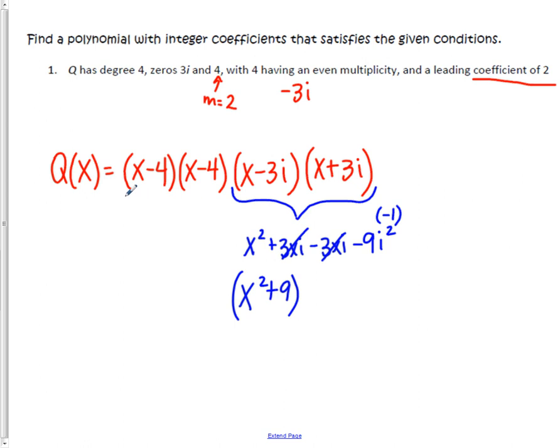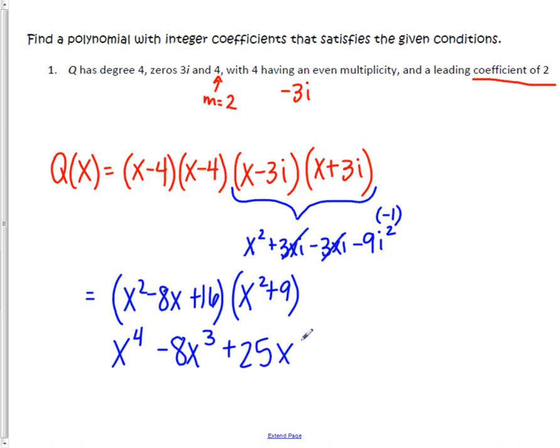Then we can go ahead and multiply x minus 4, that quantity squared, and we're going to get x squared minus 8x plus 16. And so now it's just a matter of using FOIL and multiplying this out even further. I'm just going to speed along and show you that what you end up getting here is x to the 4th minus 8x cubed plus 25x squared minus 72x plus 144. So this is so far what we have for q of x.